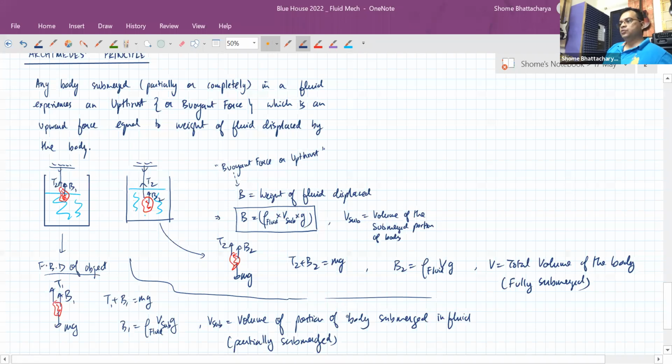Now the whole question is, why should it be exactly equal to this formula? That is density of fluid into volume of submerged part into g. Why should it be exactly that? The proof of that actually comes from the concept of hydrostatic pressure gradient. Of course, when Archimedes came up with this definition, he did not think in terms of pressure gradient. He just solved this by a logical observation of the situation.